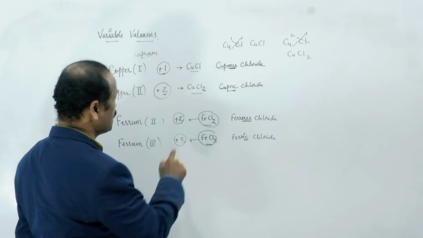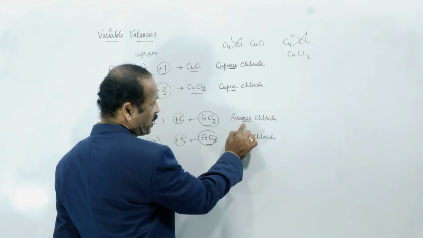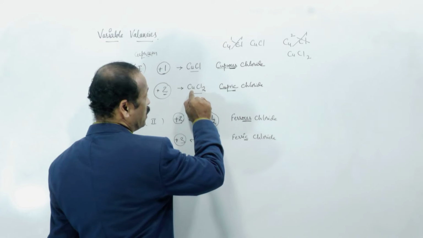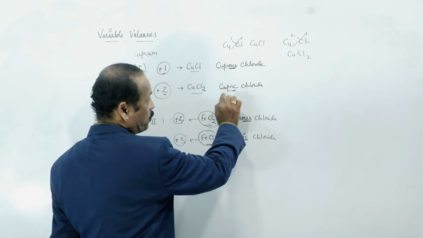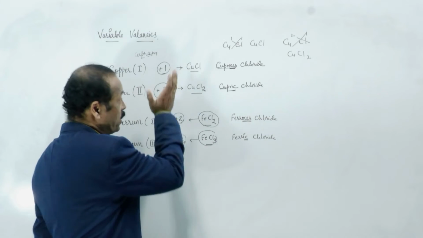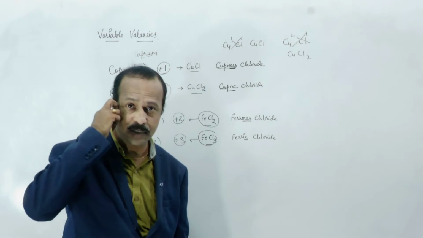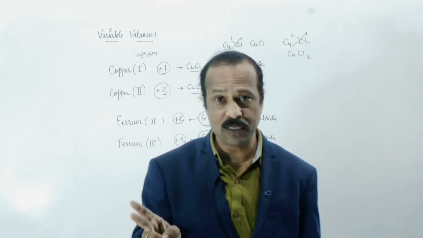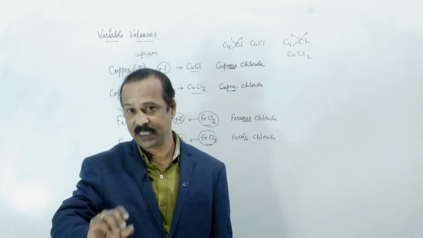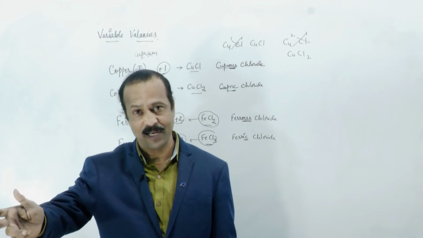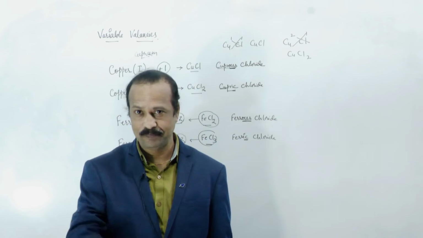So, you may ask, sir, here FeCl2 is there, CuCl2 is there, when 2 is there I am calling it ferrous chloride, so why don't I call this cuprous chloride? Here you have to check only that particular element. For copper, you have to say copper exhibits two types of valencies, +1 and +2. For lower valency, -ous, higher valency, -ic. So, 1 becomes -ous, 2 becomes -ic.